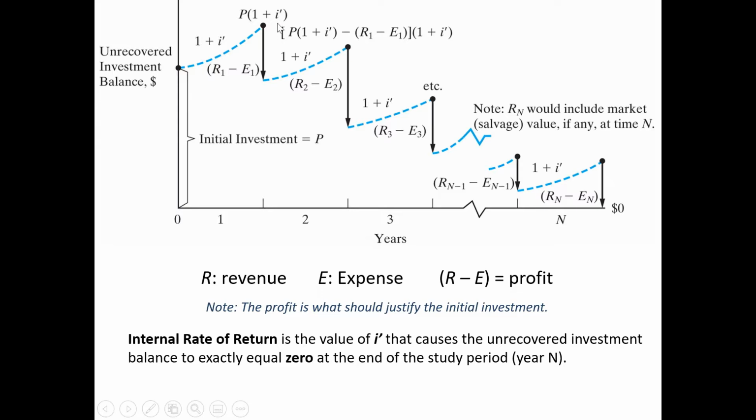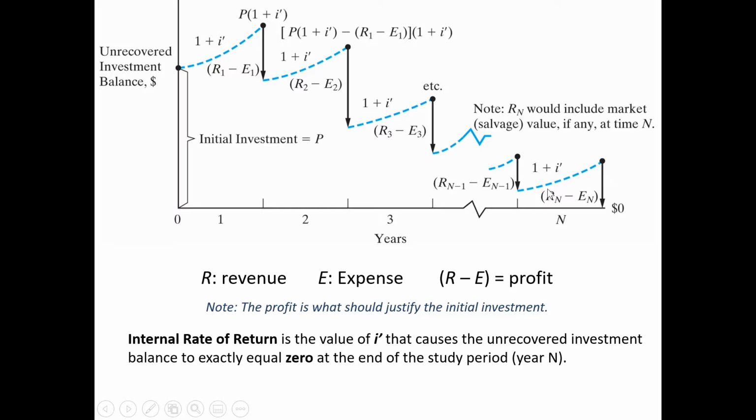But the profit just brings down the unrecovered investment balance. One year of profit isn't going to cover that initial upfront expense. It just brings down the unrecovered investment balance. And then it goes through the same annual cycle where, because of the effective interest, that unrecovered investment balance goes up a little, but then the profits bring it down each year.